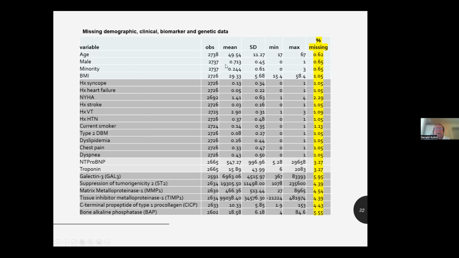And so remember, we had 2755 total patients. And so this is the percentage of missing for each of these variables. And you can see it ranged from less than 1% to about 4 or 5% for some of the genetic variables.